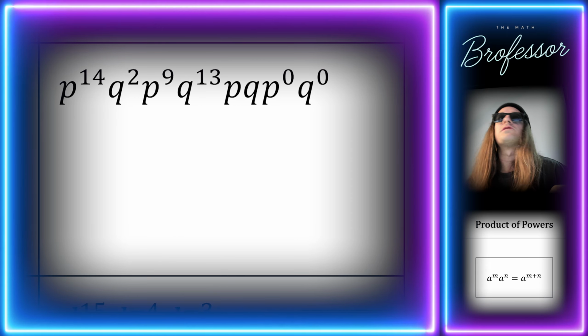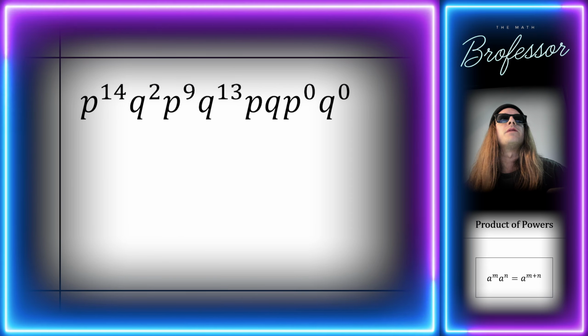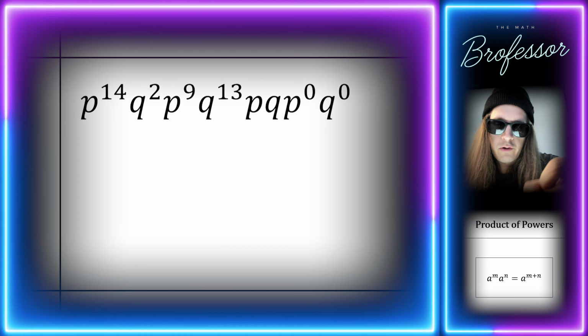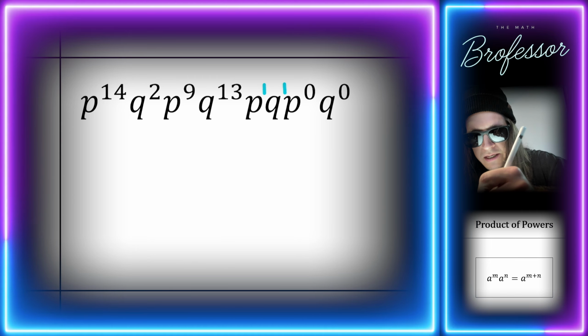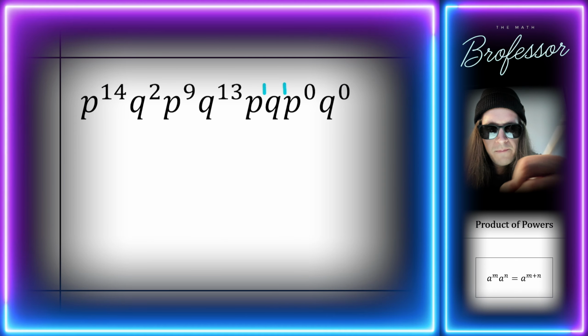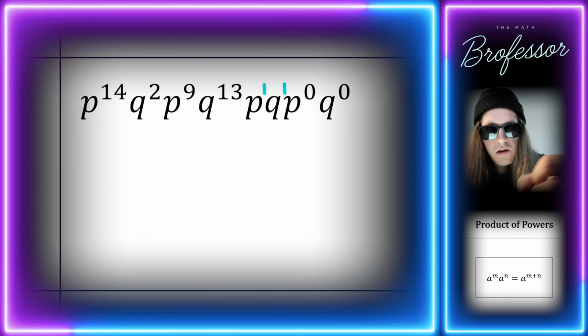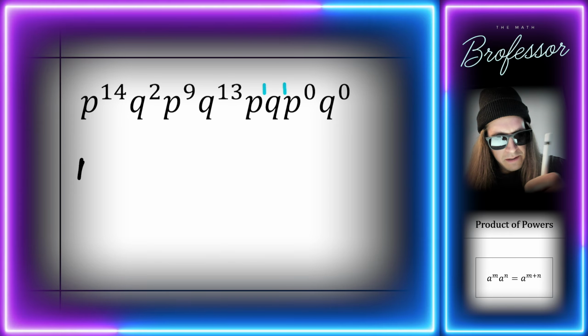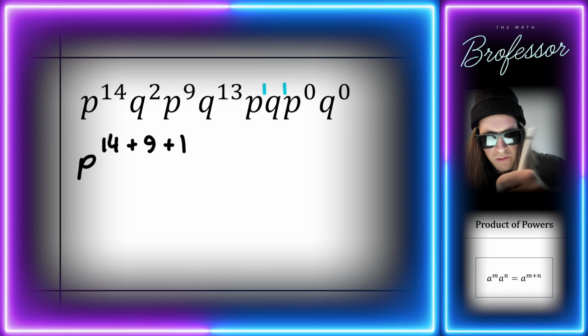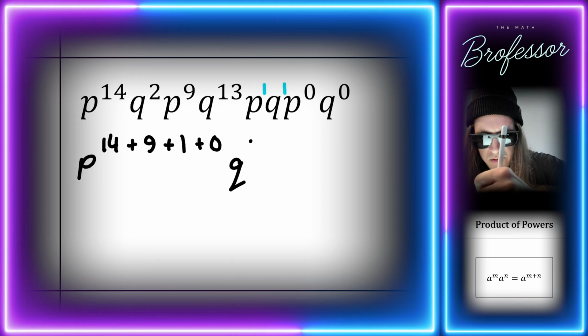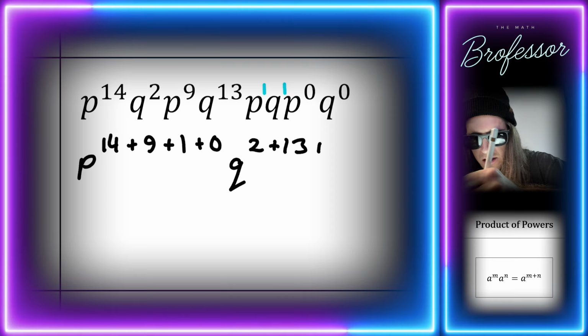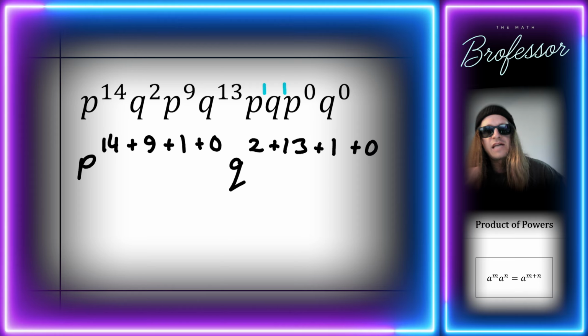And again, we're just being unreasonably large here, but just to stress the point that even though this problem looks long and complicated, it is not. This p and q right there, those have exponents of 1, and then just add up all your p's. On your p's, we have a 14, we have a 9, we have a 1, we have a 0, which isn't really going to change anything. And then on the q's, we have a 2, a 13, a 1, and a 0. So you're just adding all those up.